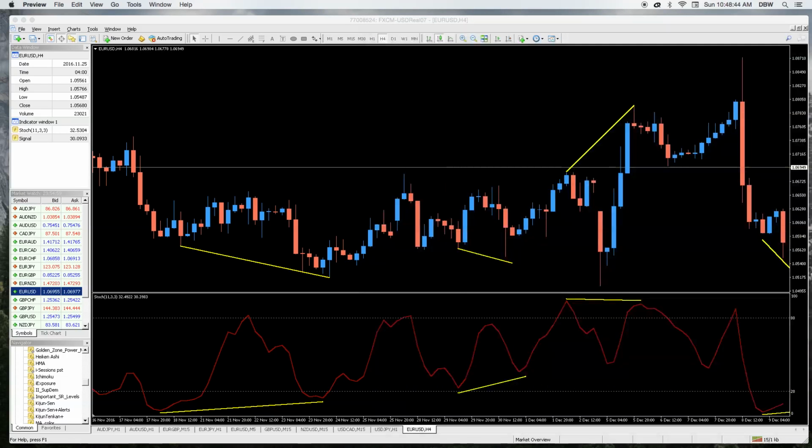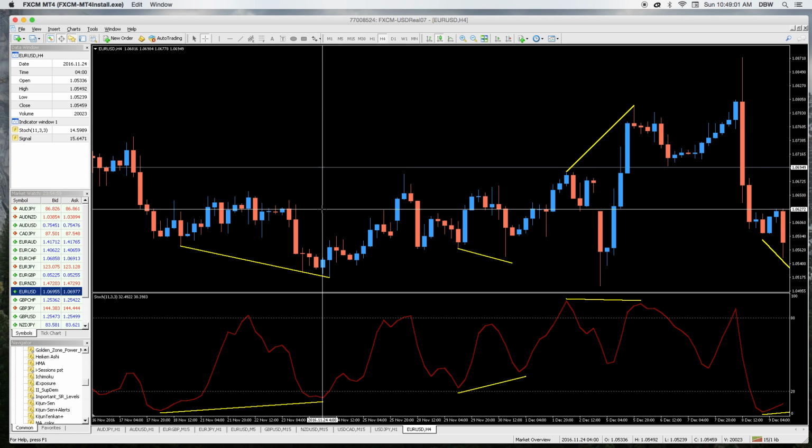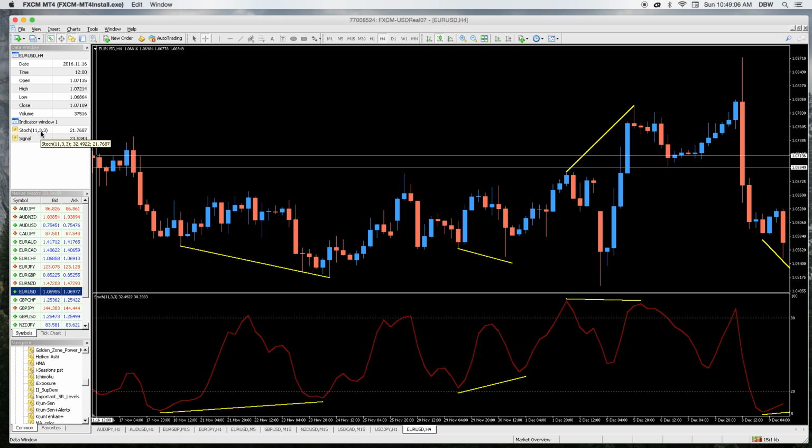Okay, so from here, what do we do? We find the real low point right down here on the oscillator before it starts to go up, and we use our crosshairs to determine what the price is over here on the stochastic.